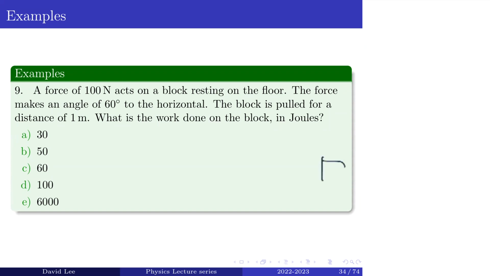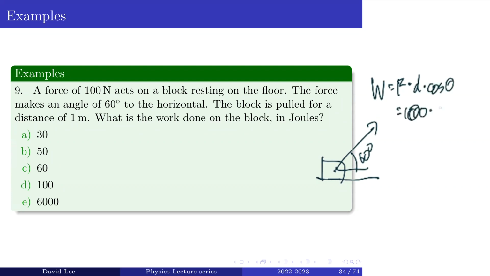This is just a direct application of the work equation. A force is acting on the block. This angle is 60 degrees. So then we can use our equation: work equals force times distance times cosine theta. Our force is 100, the distance is 1, and cosine 60 is half. So the answer here is 50 joules.